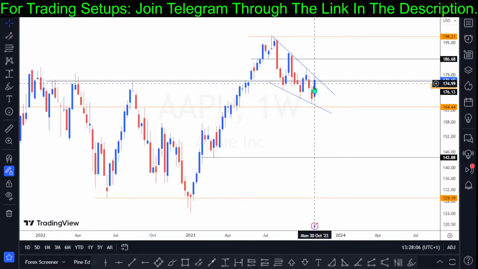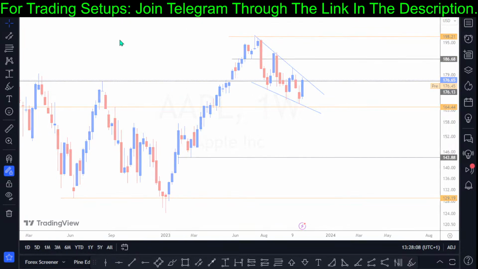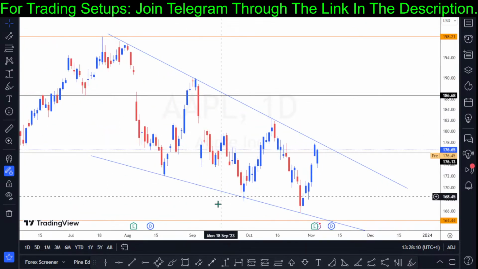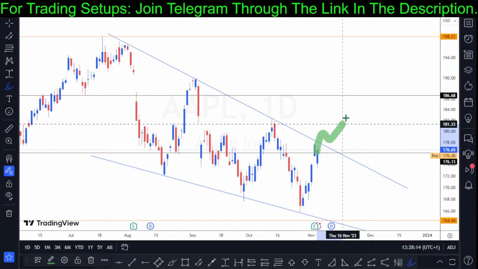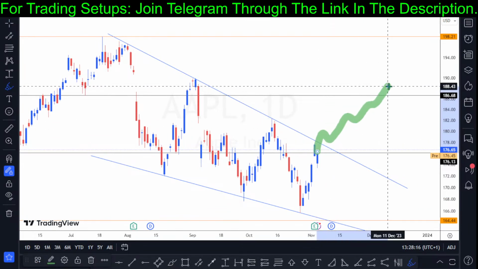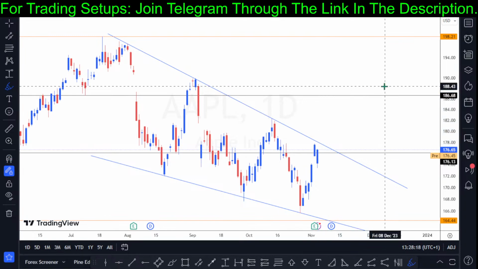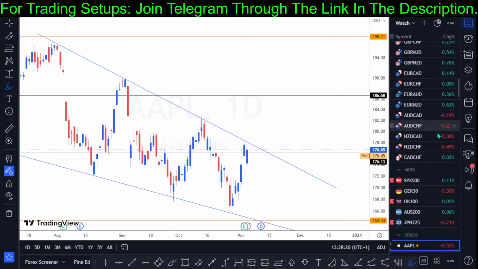So this is what I'm looking out for on the chart of Apple. Based on the day chart, this is what we have. Let's hope to see if price can give us a strong technical bull breakout for more continuation of the bullish trend on Apple. So that's my view on the stock of Apple.